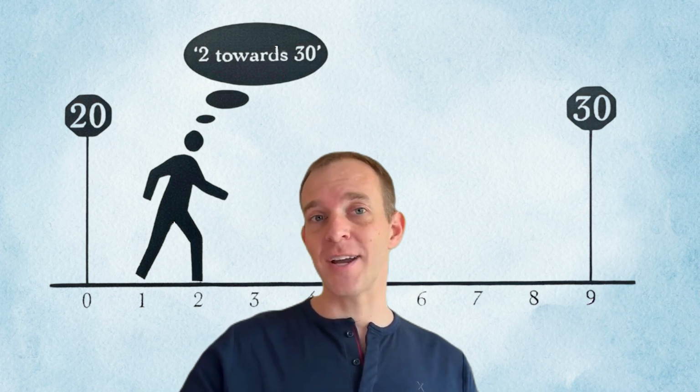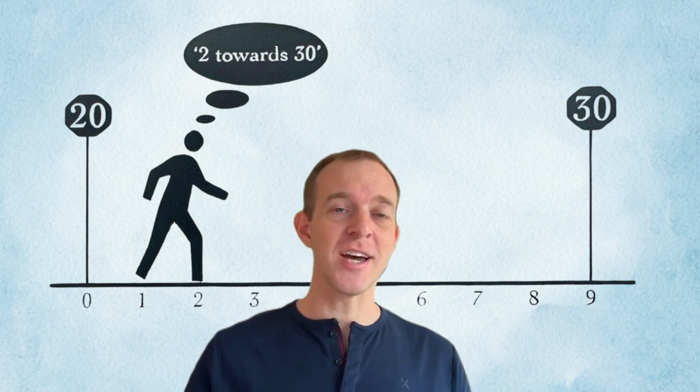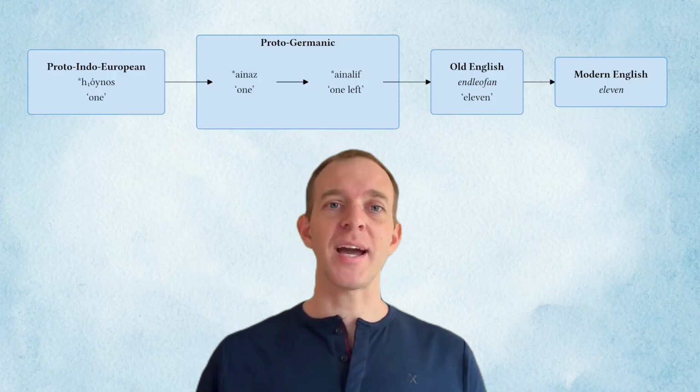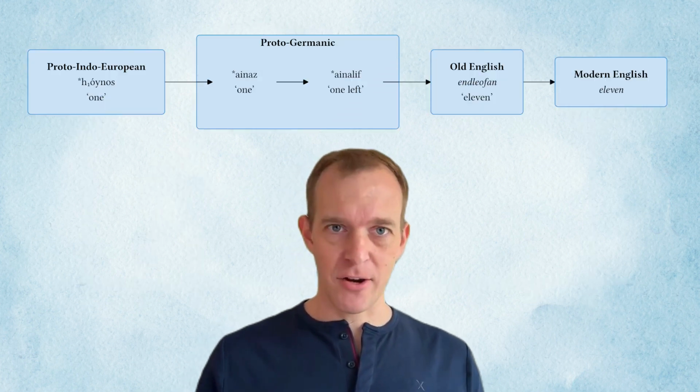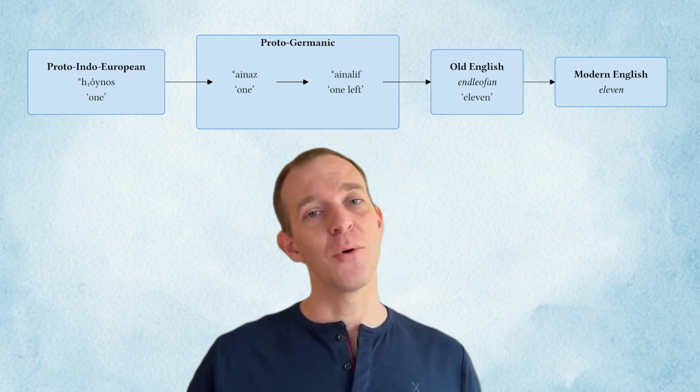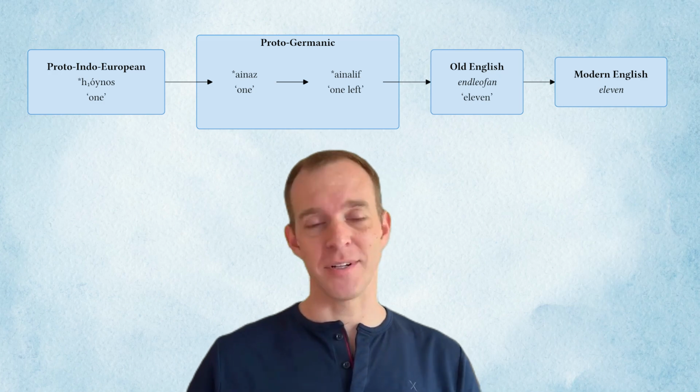The reason that the overcounting stops at 12 in English seems to be that early base 12 influence. So the Proto-Germanic ainlif became endleofan in Old English, and that developed into the modern English word 11, while twalif eventually became the word 12.